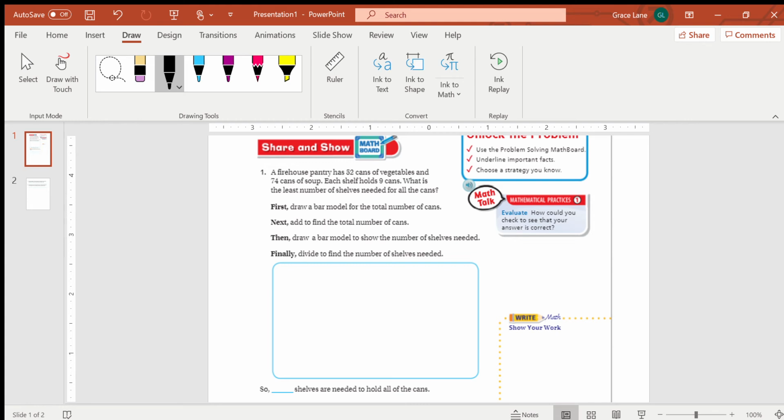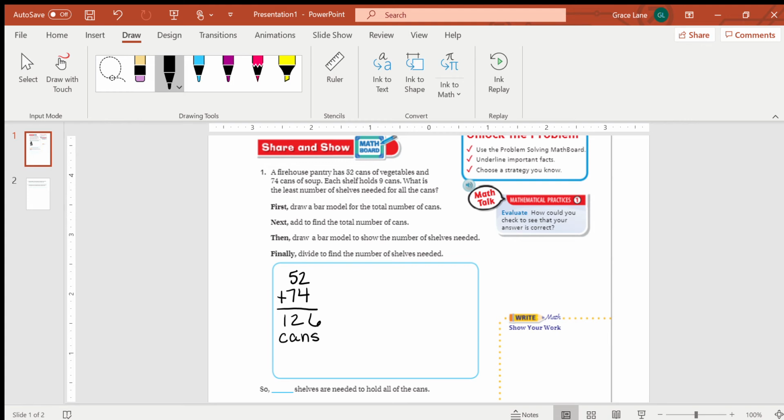Because we are trying to figure out the least number of shelves needed, and we know that each shelf holds 9 cans, first you need to figure out how many cans you have. So you have 52 cans of vegetables, and you also have 74 cans of soup. To find the total, we're going to add those up. So 2 plus 4 is 6, 5 plus 7 is 12. So in all, I have 126 cans. And I am putting them onto different shelves, and each shelf holds 9 cans.